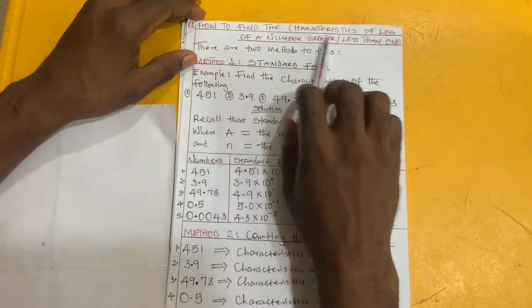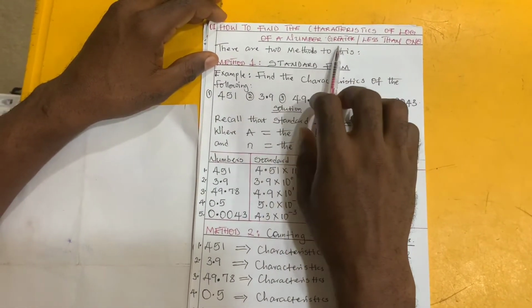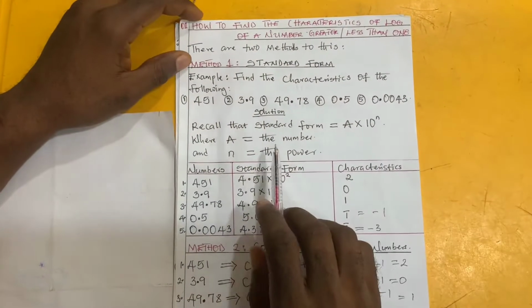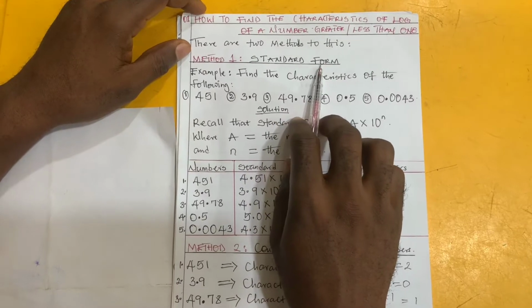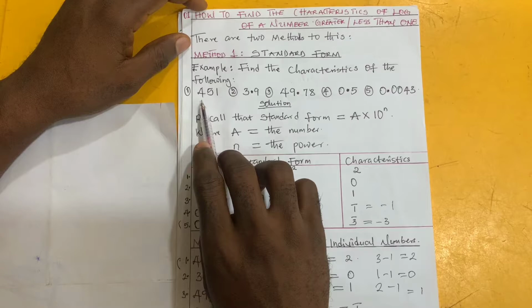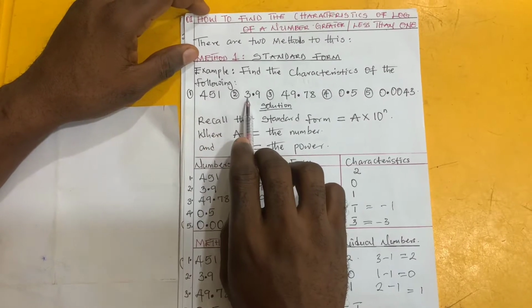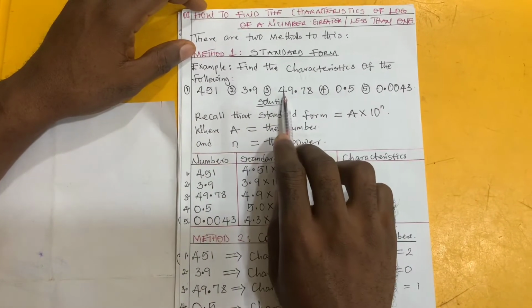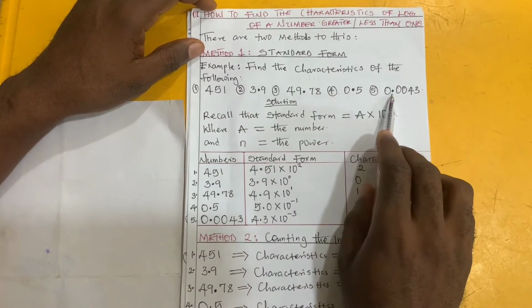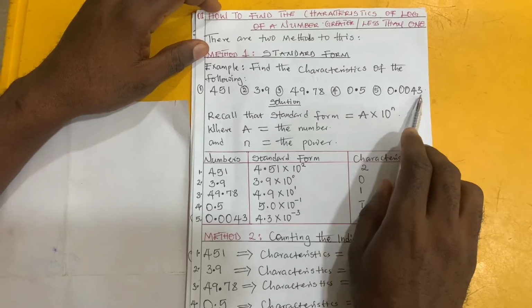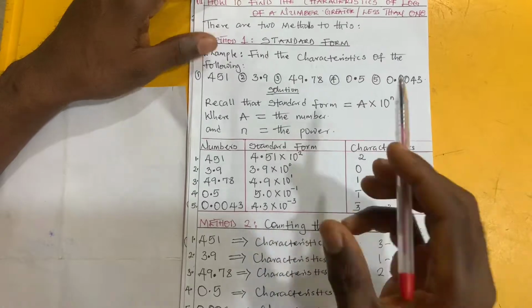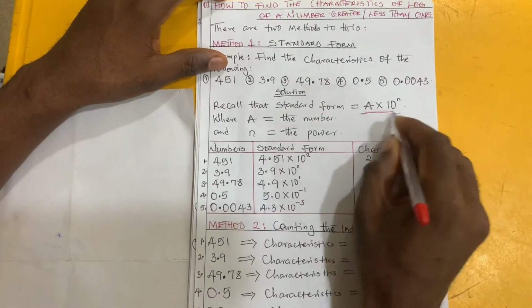Now, how do we find the characteristic of the log of a number greater or less than 1? There are two methods. The first method is by standard form. So I wrote this example: find the characteristic of the following: 451, 3.9, 49.78, 0.5, 0.0043.